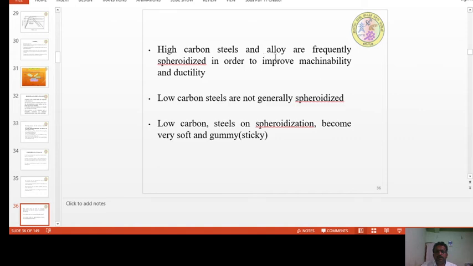High carbon steels and alloys are frequently spheroidized in order to improve the machinability and ductility. Low carbon steels are not generally spheroidized. In case I do, what happens? Low carbon steels become very soft and gummy or sticky. So spheroidization is not at all recommended for low carbon steels.